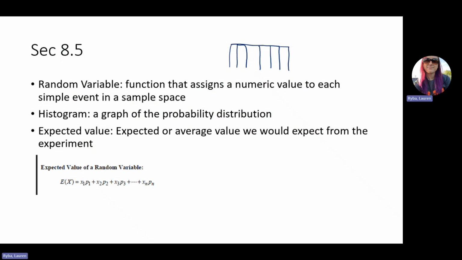Expected value is found by taking the individual value times its probability for every single piece that you have. Take every individual times its probability, take the second one times its probability, the third one times its probability, all the way through, and then you're going to add all of those together. Another way to think about this is kind of like a weighted average. Each value has a different percent, a different weight. So when you multiply the two and add them all together, you're going to get your overall expected average.